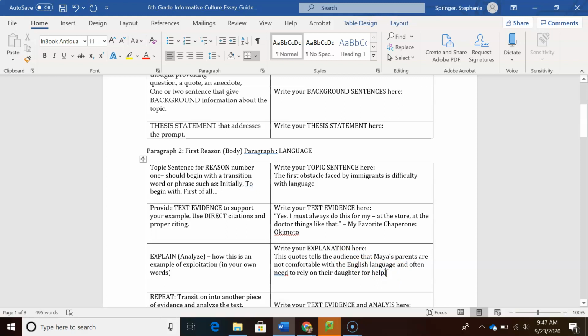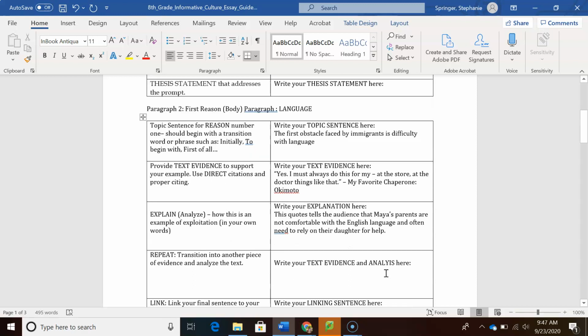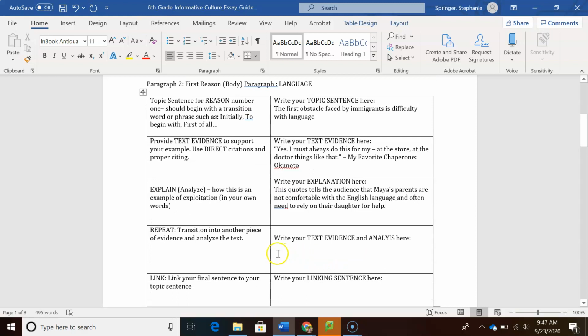This quote tells the audience that Maya's parents are not comfortable with the English language and often need to rely on their daughter for help. Give me one more sentence. When we do our analysis, we are focusing on explaining that citation and how it helps develop the topic sentence.